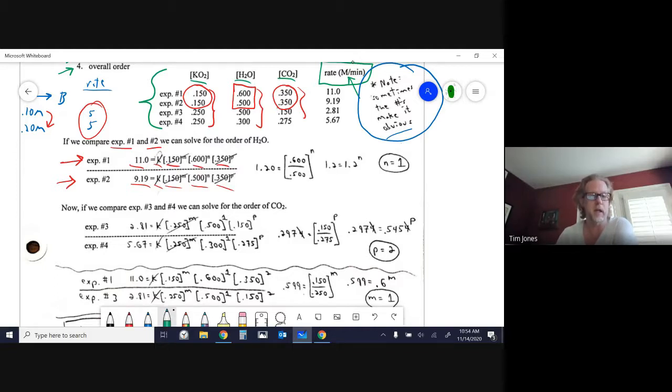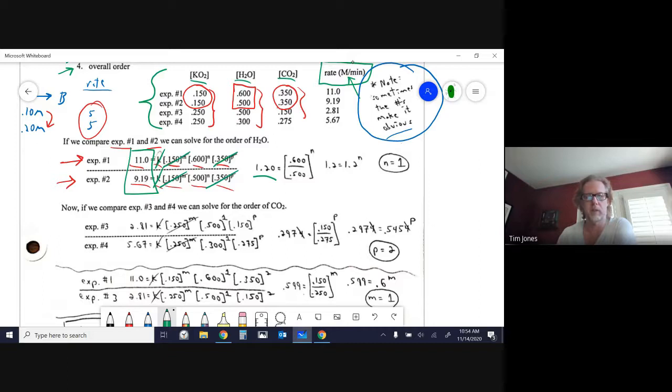We don't know what the K is, but whatever it is, it's the same thing, so that cancels. We don't know what M is, but it's going to be the same, and 0.15 is the same, so that cancels. We don't know what P is, but it's going to be the same, so that cancels. And so now, if you take 11 and divide by 9.19, you get 1.2.